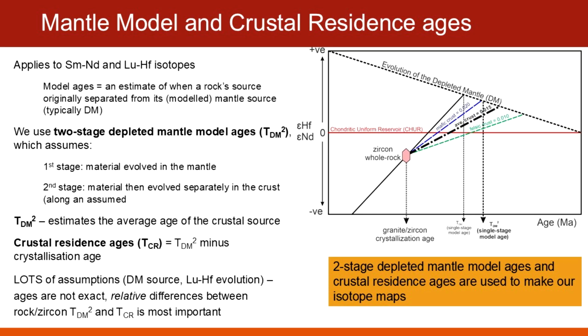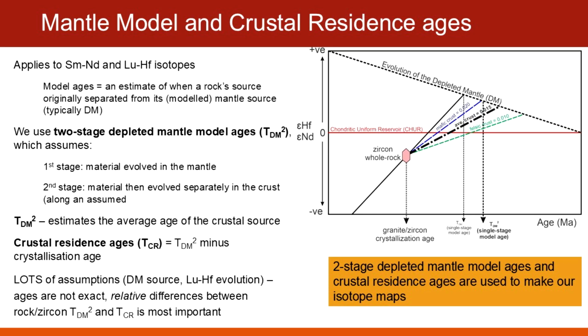So we calculate epsilon hafnium and epsilon neodymium by basically coming back towards a chondritic uniform reservoir. So if you change that value, you change the epsilon hafnium value. And then if we start calculating depleted mantle model ages, if we have different crustal evolutionary paths with different ratios or values that we use within those, that'll give us a different model age.